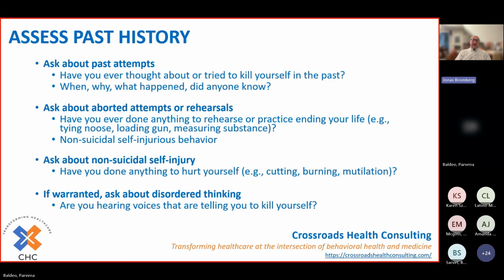We also want to ask about non-suicidal self-injury, cutting, burning, mutilation, anything like that. That's not necessarily going to be lethal, but harmful to the individual. And in some cases where it's indicated, we want to also inquire if we suspect there's some disordered thinking problems going on. We want to ask very specifically in some cases about whether patients are hearing voices or getting instructions to sort of harm themselves. Next, please.